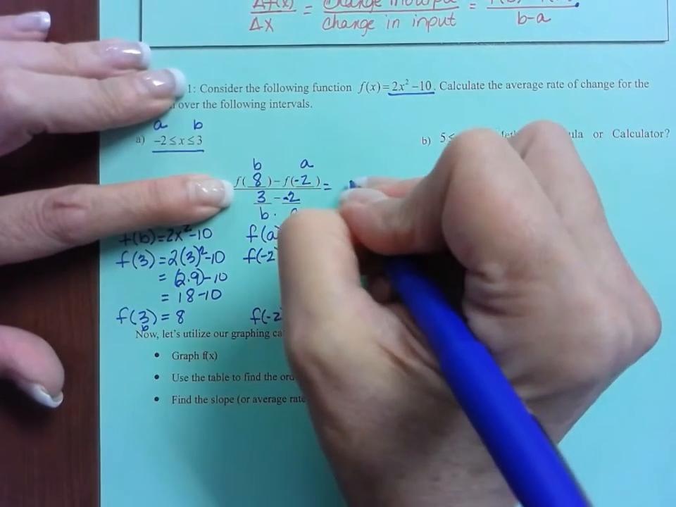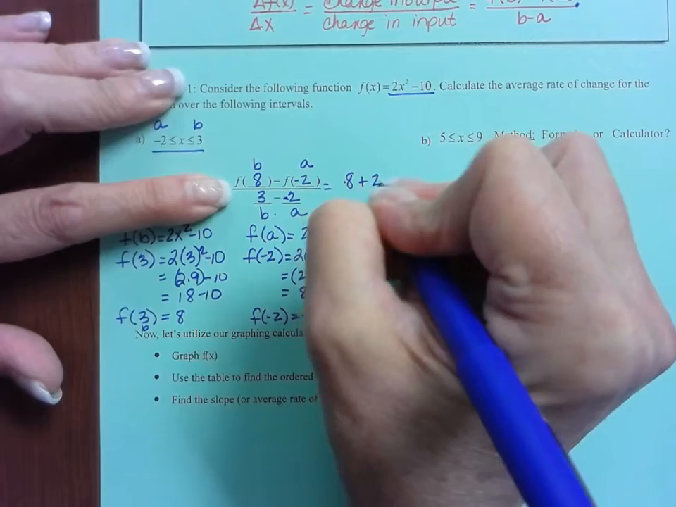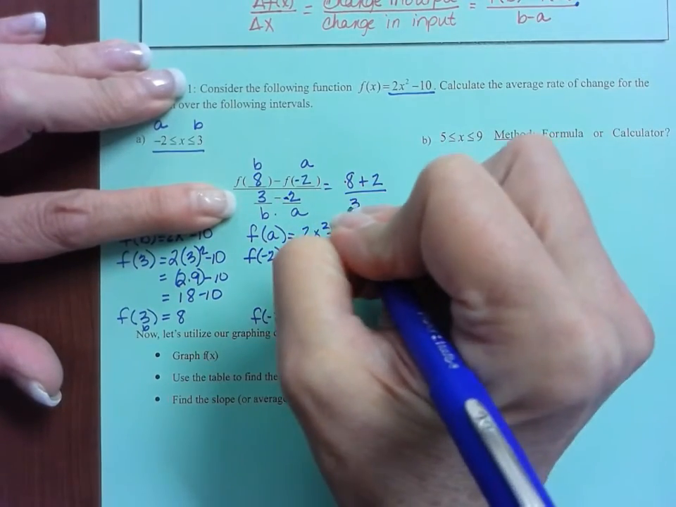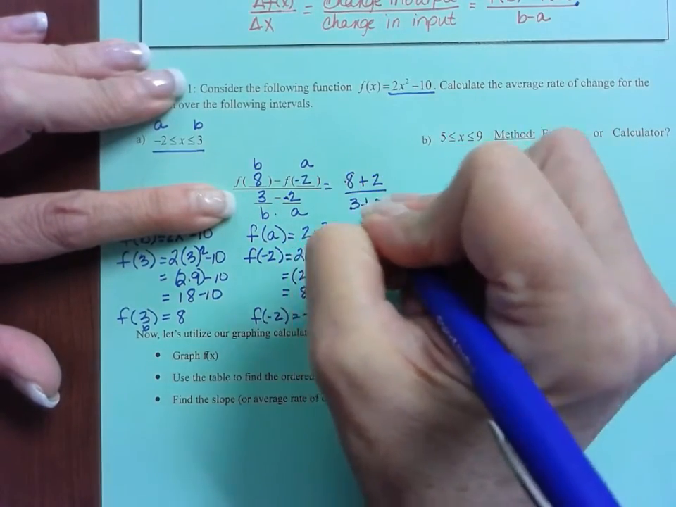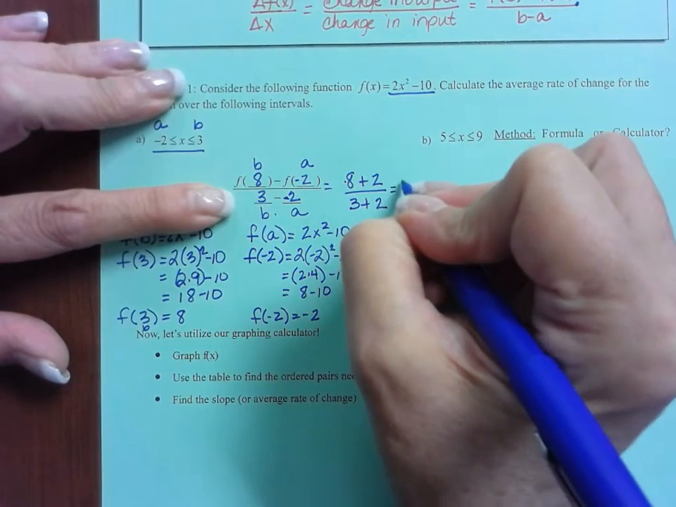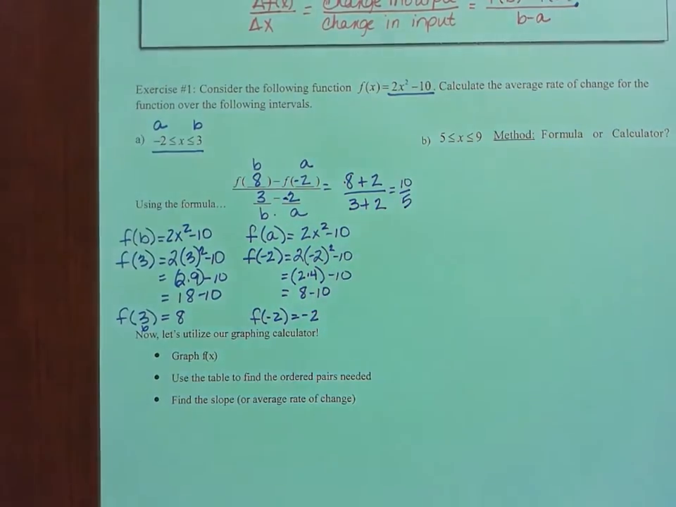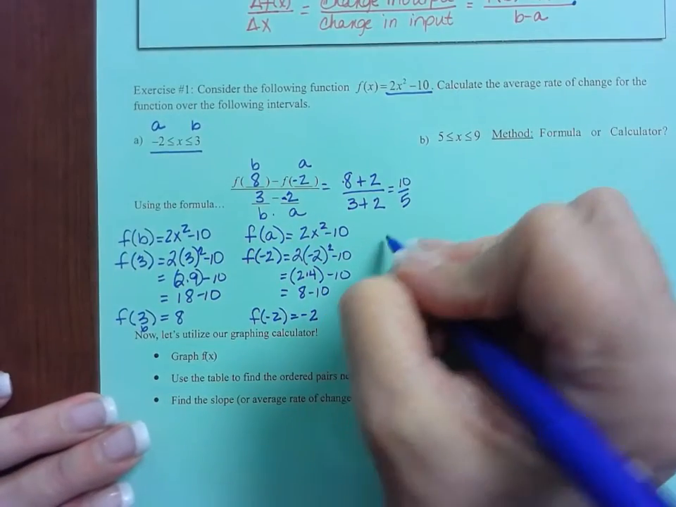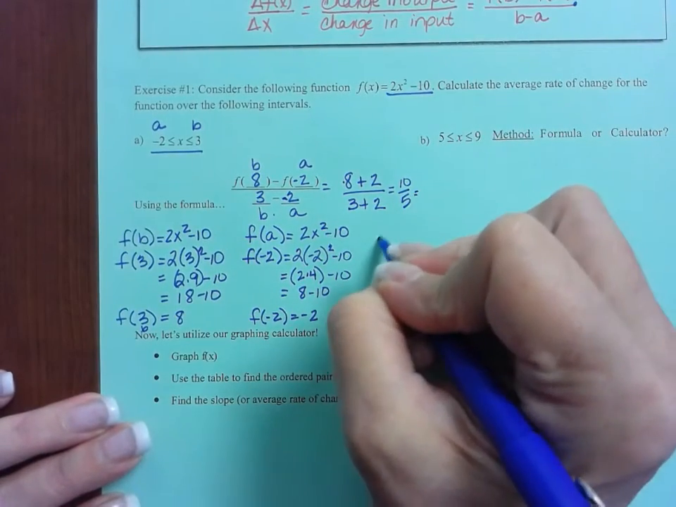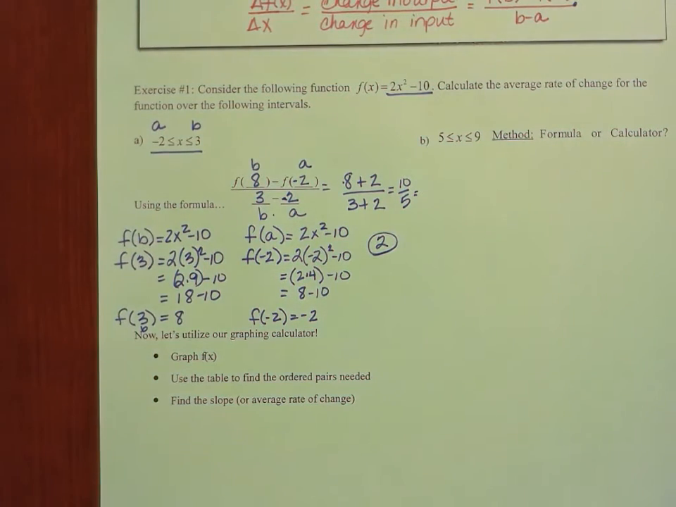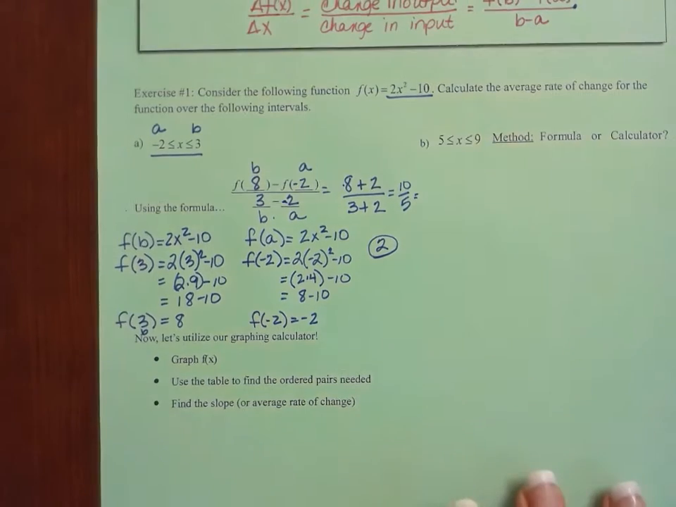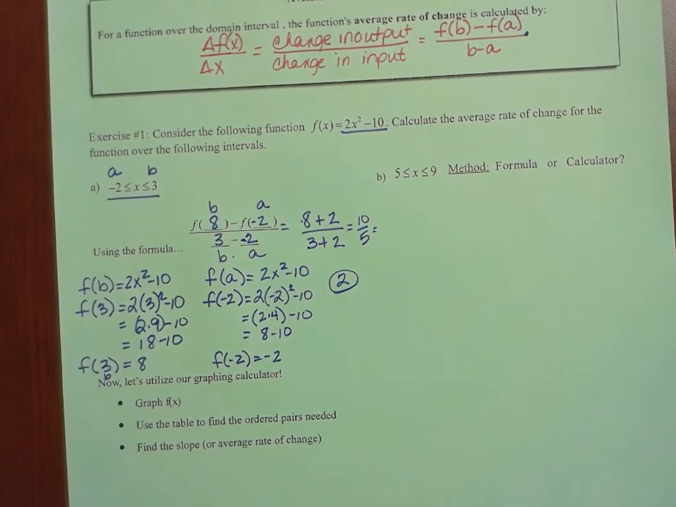So that means my slope formula is going to be 8 plus 2 over 3 plus 2, which gives me 10 over 5, which is going to be equal to 2. Good.